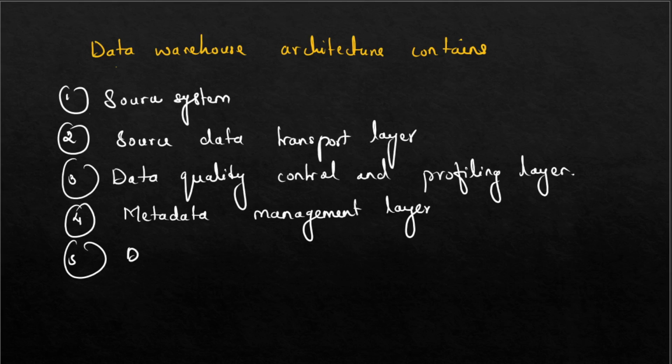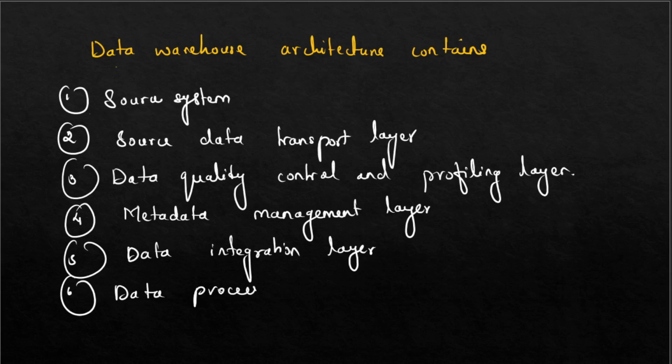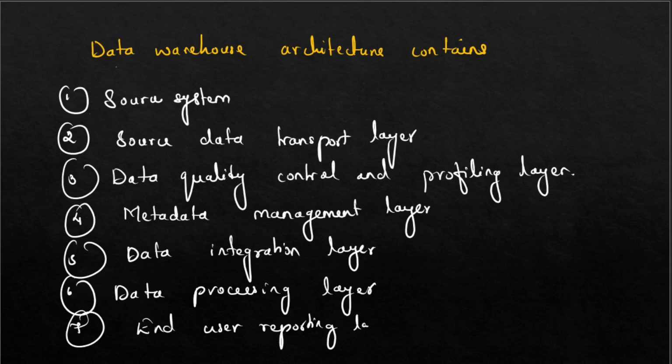Fifth is data integration layer. Sixth is data processing layer. And the seventh one is end user reporting layer. So all this you should know.